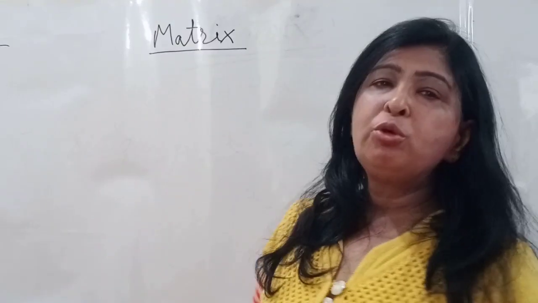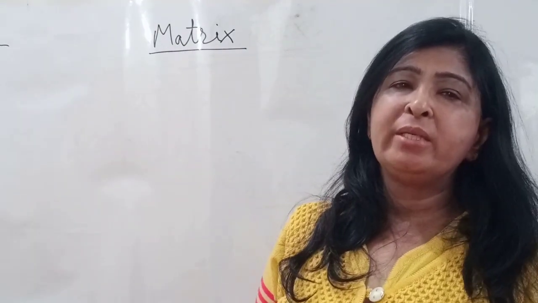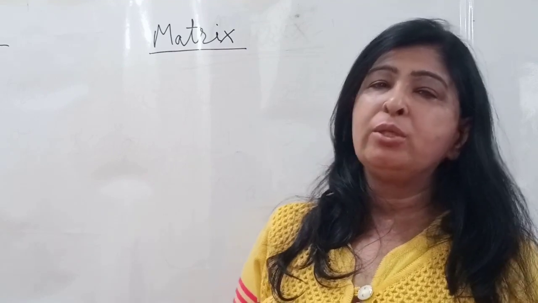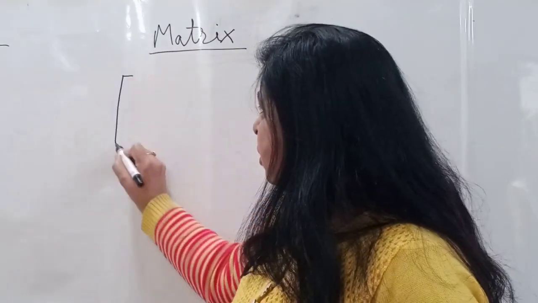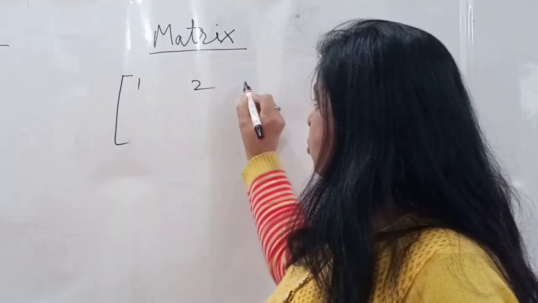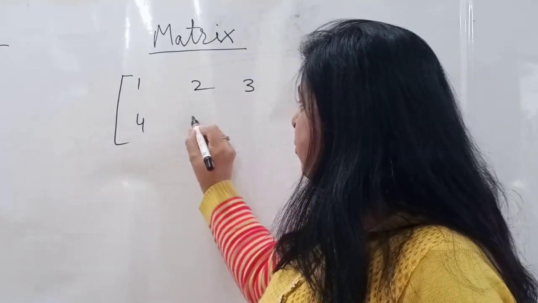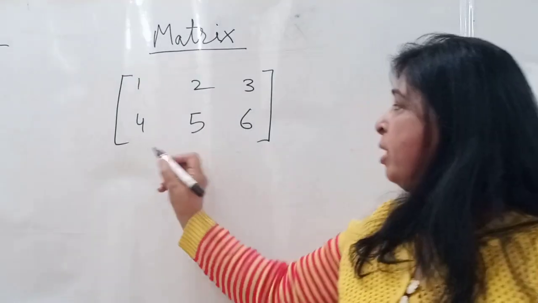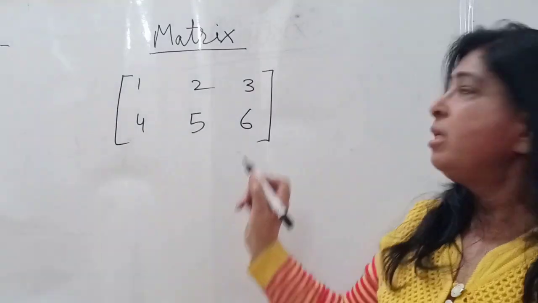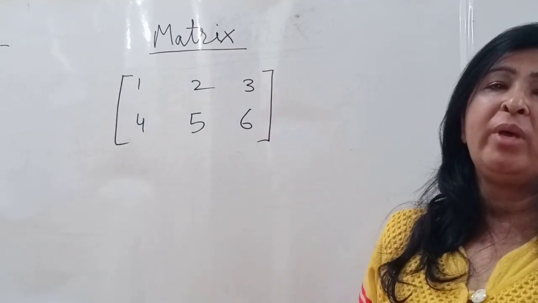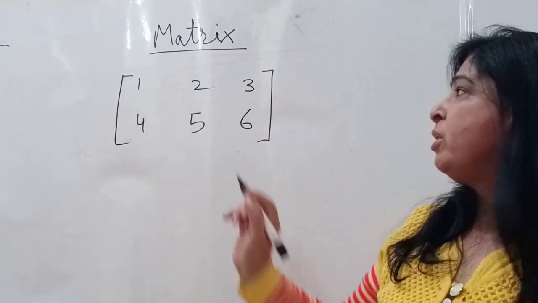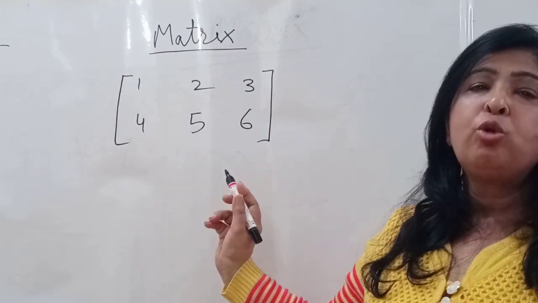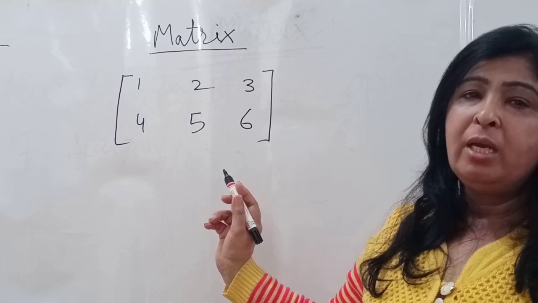So, the first question is, what do you mean by matrix? A matrix is a rectangular arrangement of scalars. Say 1, 2, 3, 4, 5, 6. Now, as it's a rectangular form, that's why it is said to be a rectangular arrangement. 1, 2, 3, 4, 5, 6, these all are said to be scalars.